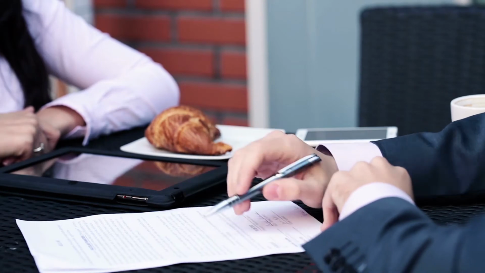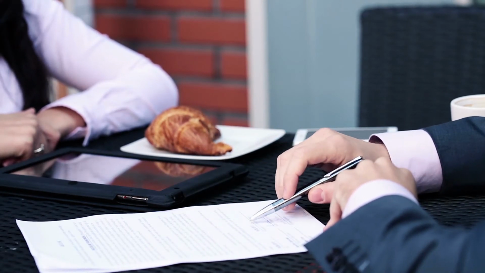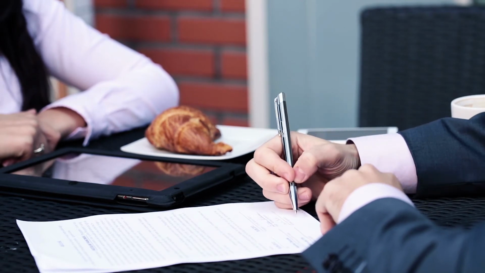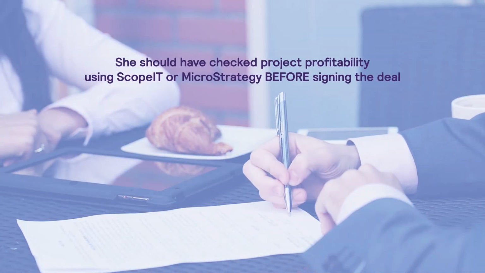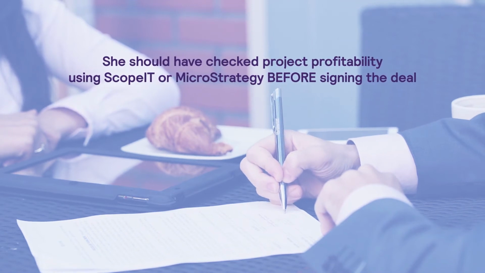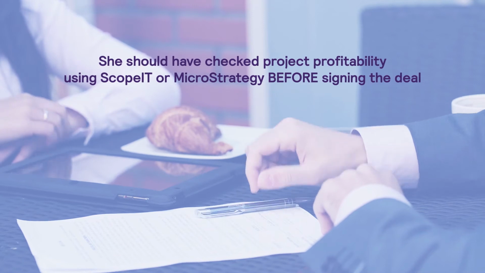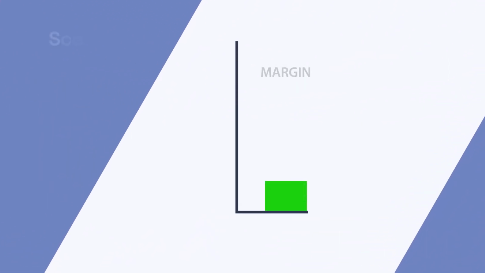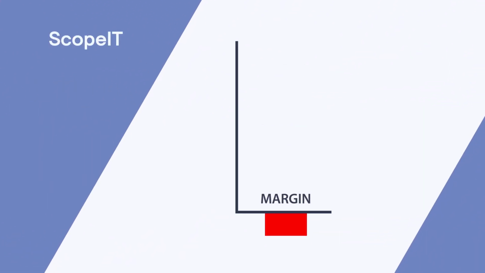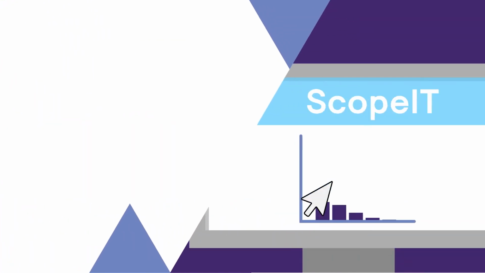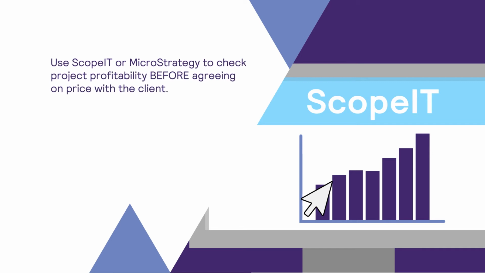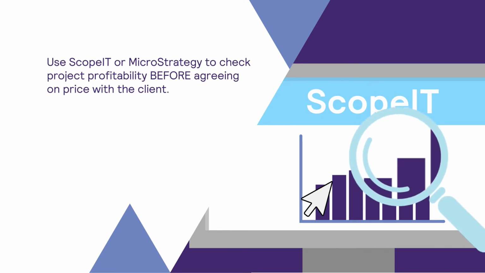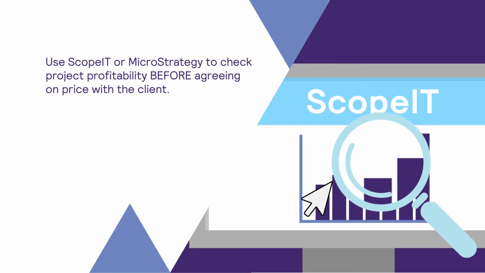Jessica, a consultant in Canada, was excited to learn she had won a project for a client she had long been pursuing. In her rush to get the contract signed, she didn't take the time to enter the project in Scope It, because she knew we had done similar work at a similar price for other clients. After the deal was signed, she went back to enter the details in Scope It, only to find that the margin was red because it fell below the margin benchmark. She reviewed this with her manager and discovered that the earlier similar projects had also been unprofitable. Jessica learned the hard way to use Scope It, or MicroStrategy, to check profitability on similar projects before agreeing on price with the client.